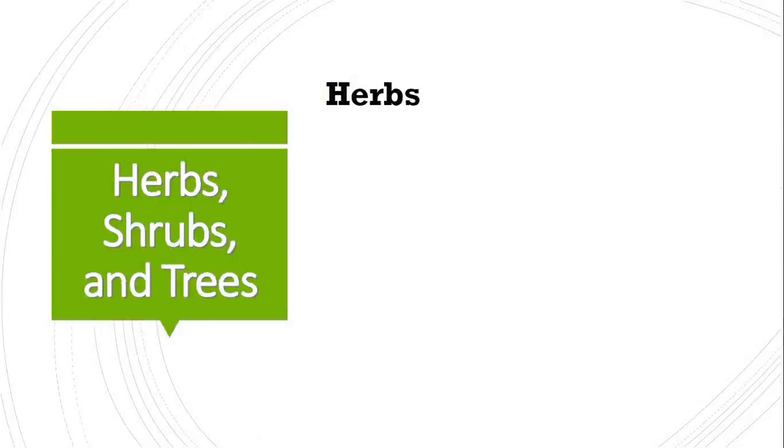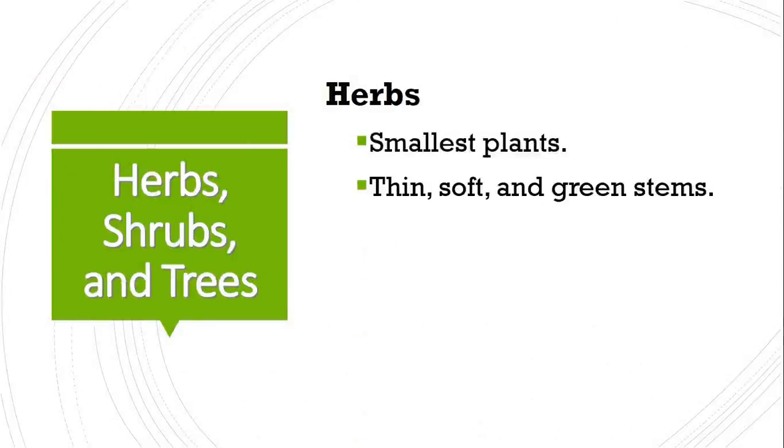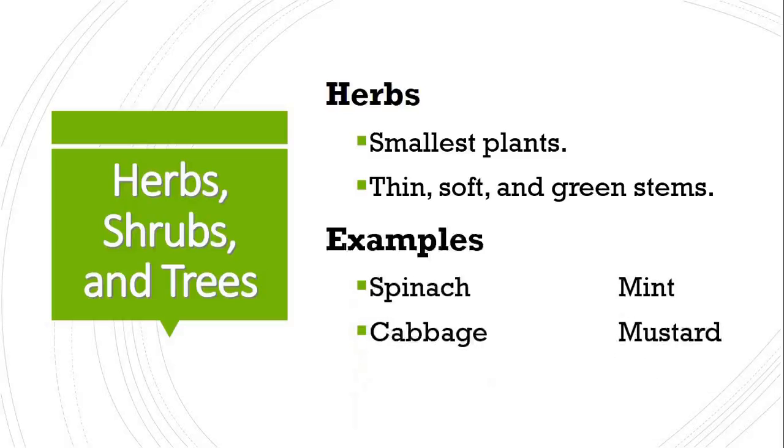Herbs. The smallest plants are called herbs. They have thin, soft and green stems. They have some branches or can even be branchless. For example, spinach, cabbage, mint and mustard plants.